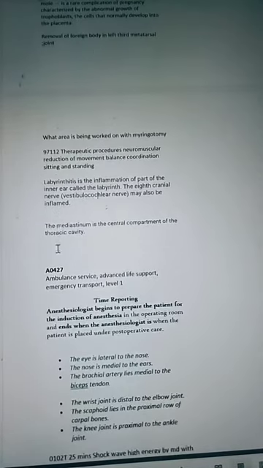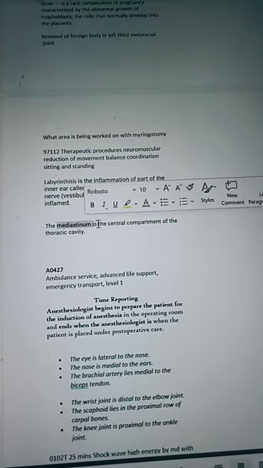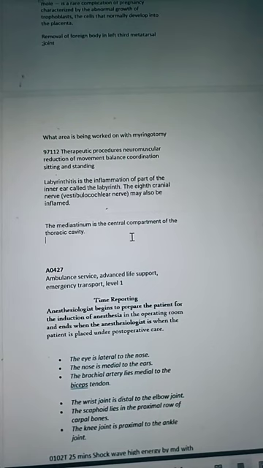Let's see. Be sure you know what the meta is. It's the place where you do CPR, right there. I can't ever pronounce that one, but it's the central compartment of your thoracic cavity.